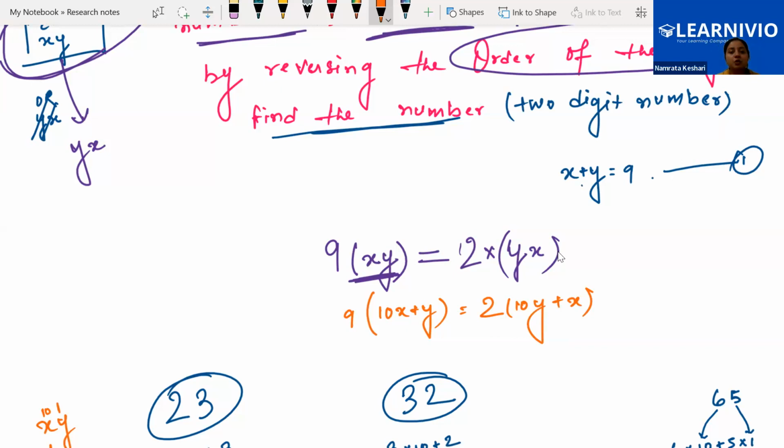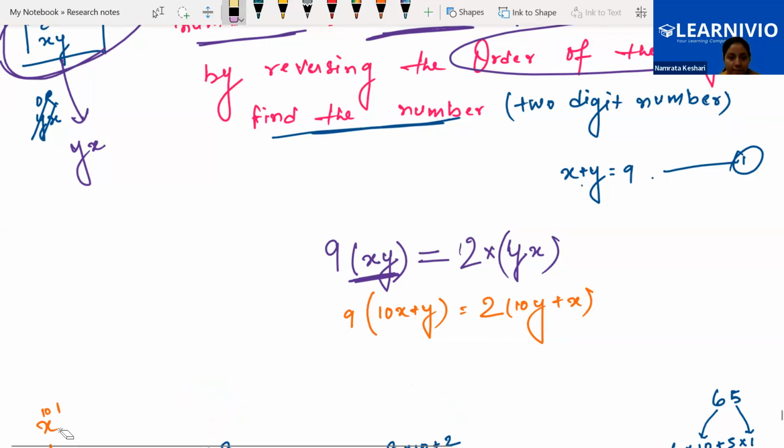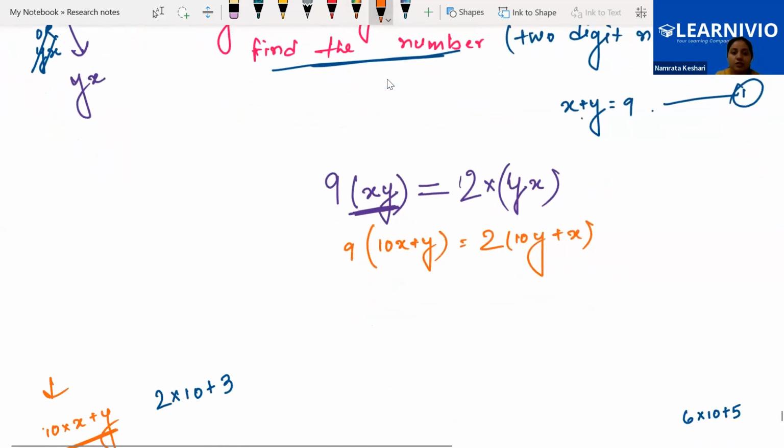Now we will be distributing this 9 and it will become, Arya, 90x plus 9y. Now we apply the distributive property. It will be 90x plus 9y. On the other side, it will be 20y plus 2x. Then x and x we can keep on one side, y and y also, and do addition or subtraction, whatever is there. So 90x plus 9y on one side, and 20y plus 2x on the other side.